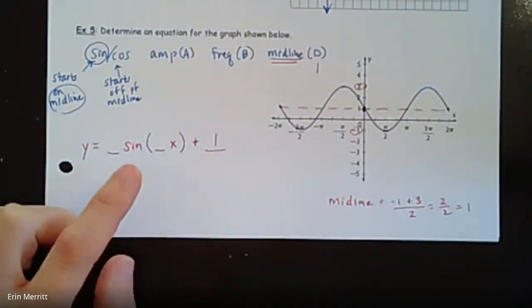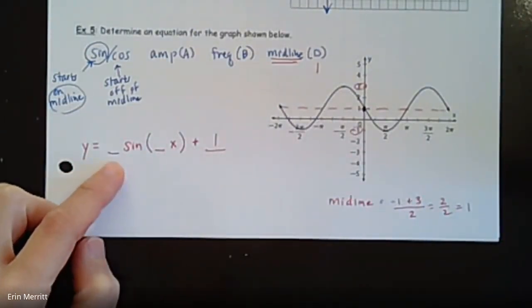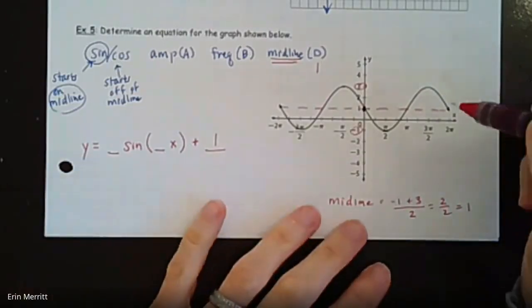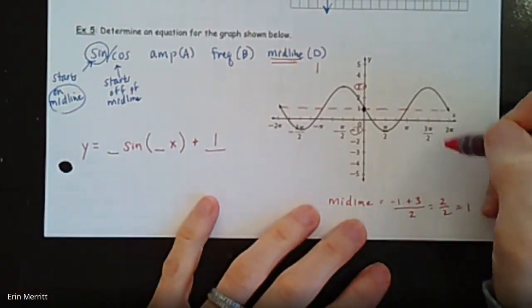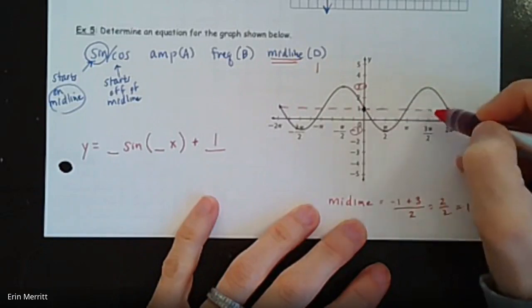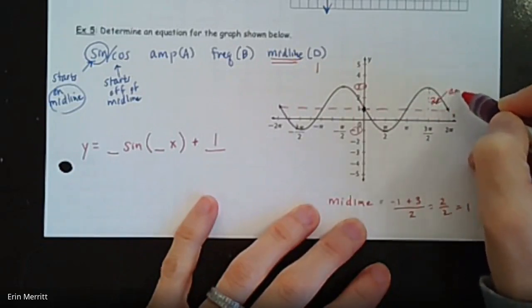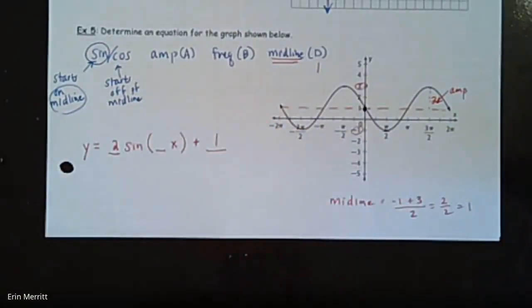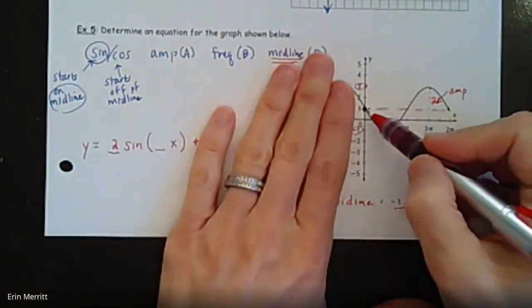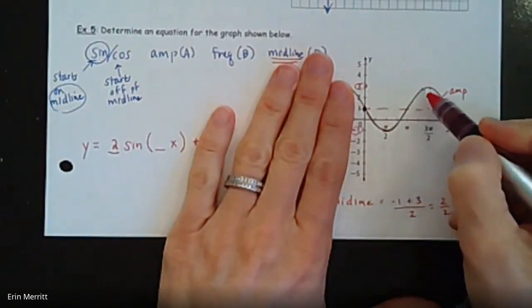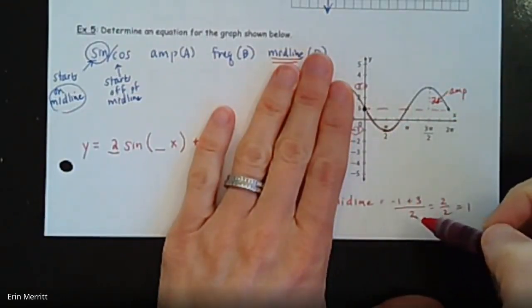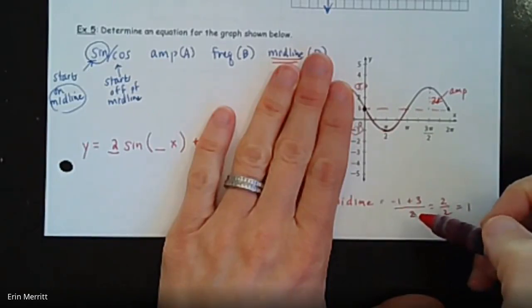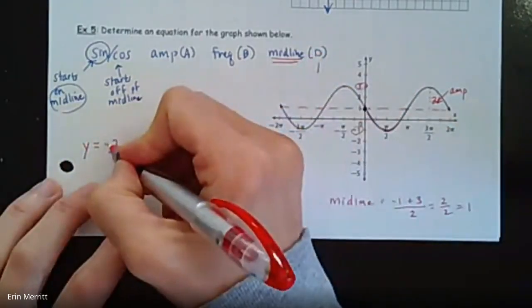This is our amplitude. So take a look at your graph. How far does it stretch above or below the midline? Well, if it's going from 1 up to 3, that's a difference of 2 right there. So that is my amplitude. What you might have noticed, though, this graph goes down first, and then it comes up. That's an upside down sine graph, or it's been reflected over the x-axis, which means I need a negative, all right?